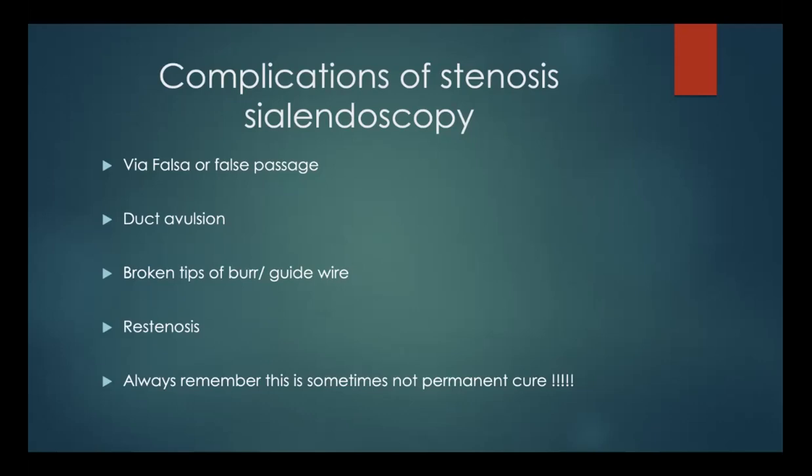We have a higher rate of a duct avulsion as well, because one, you have to make multiple passes with your endoscope, and secondly, because of the excessive strength which is sometimes required. We have broken tips of burr or guide wires which could be inside. We have rates of restenosis. Of course, there are strategies to combat that.